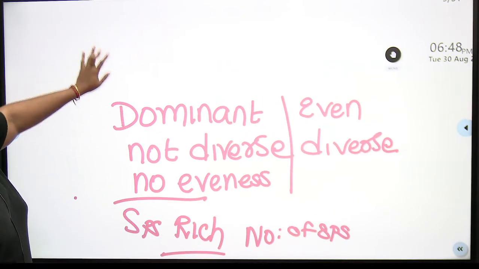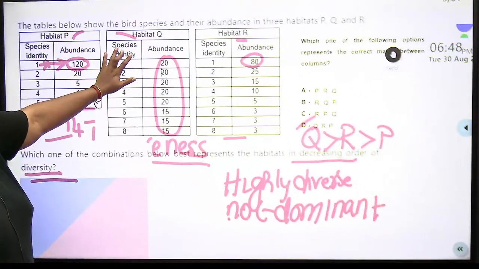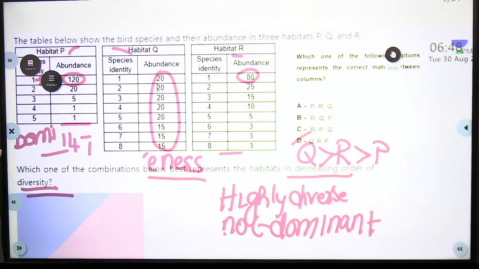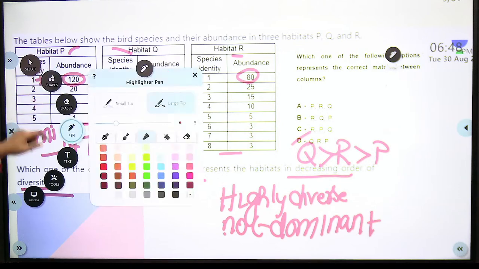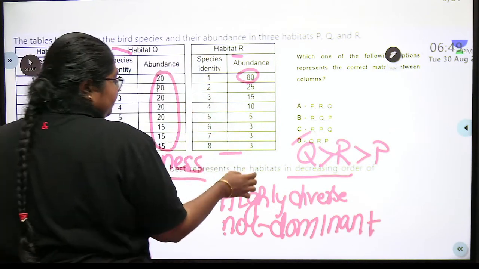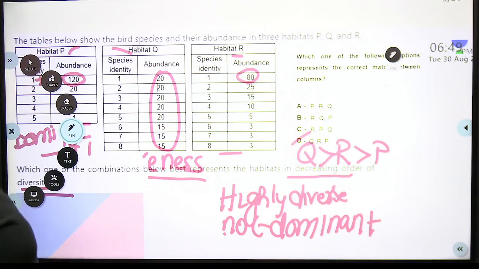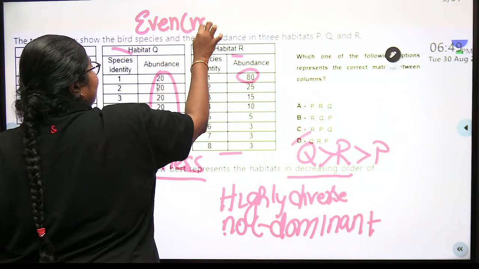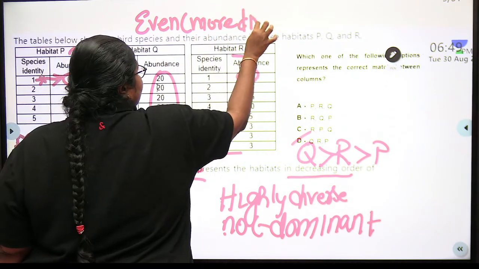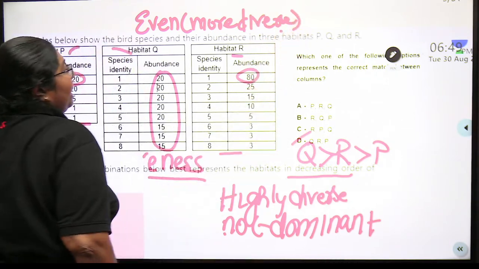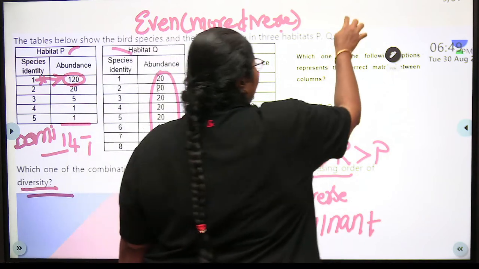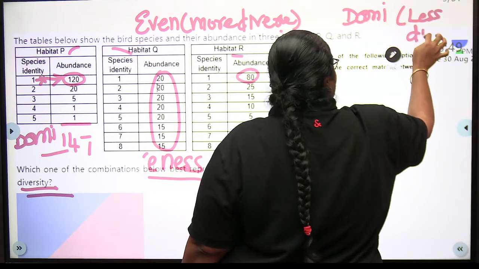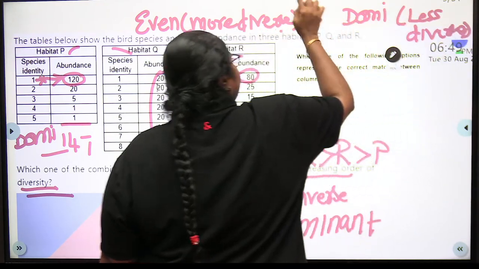So that is why I just wanted to show you here. They are asking about the decreasing order of diversity. Decreasing order of diversity means first it should be the even one, because the even one is more diverse. And the final one is dominant. If it is dominant, it is less diverse. An intermediate should be in between.